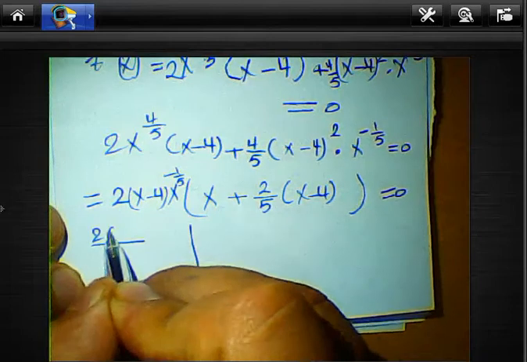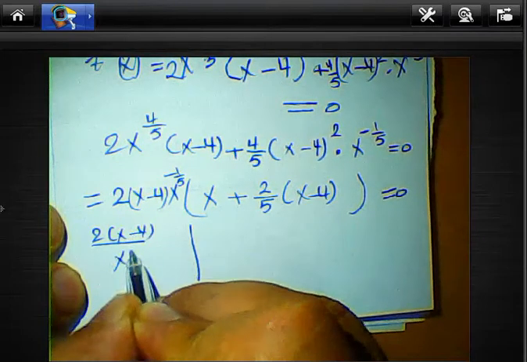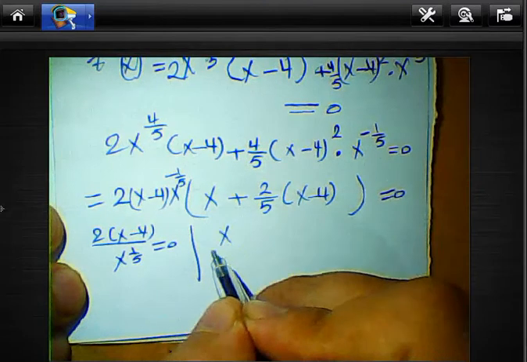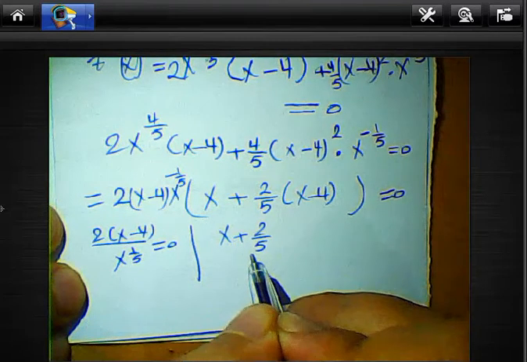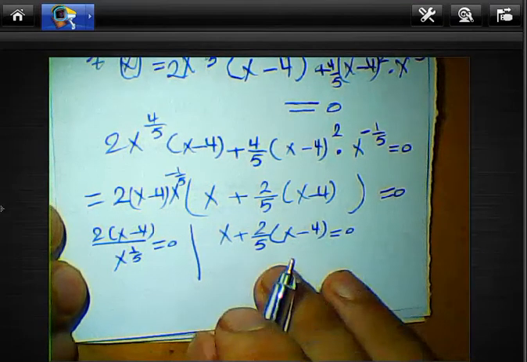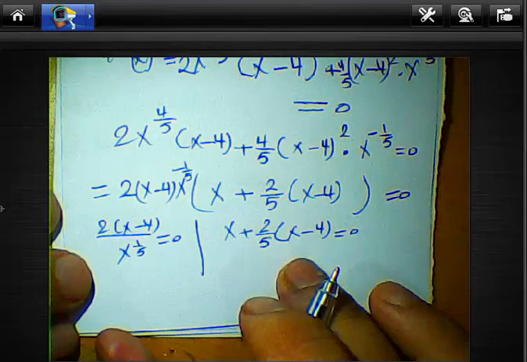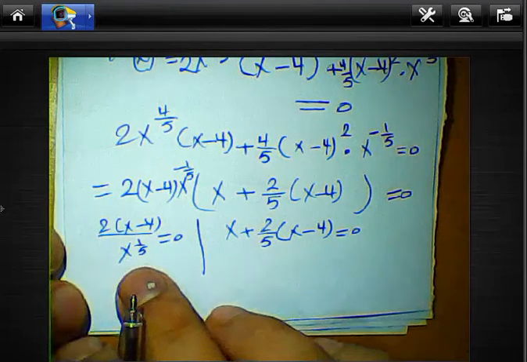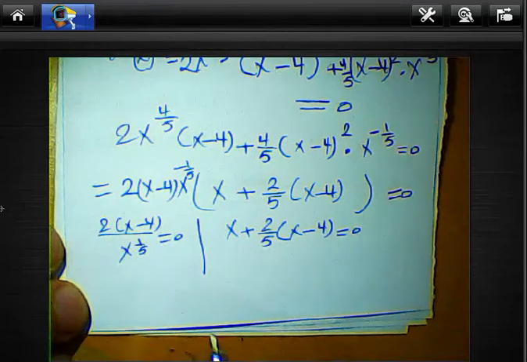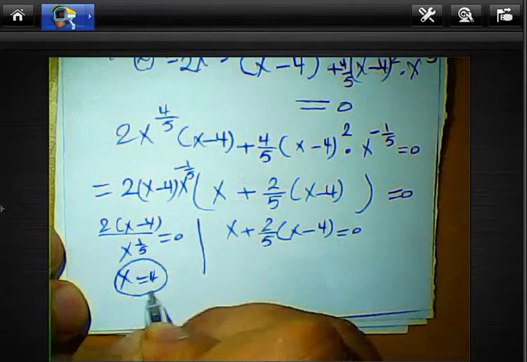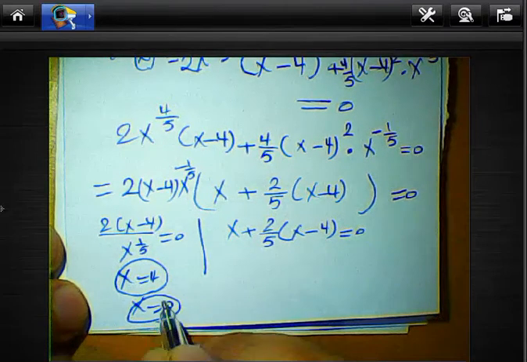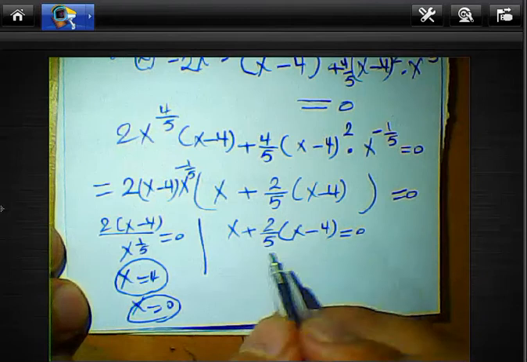It means 2 multiplied by x subtract by 4 over x power 1 over 5 equals 0, and here x plus 2 over 5 multiplied by x subtract by 4 equals 0. We can factorize or simplify this expression, but in this example we know this expression will give x equals 4. X will be equal to 4, it's a critical number, and x equals 0 because x is in the denominator, x equals 0 is a critical number. We have 4 and 0, and here we can simplify it.